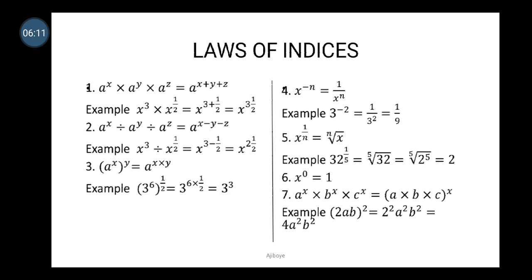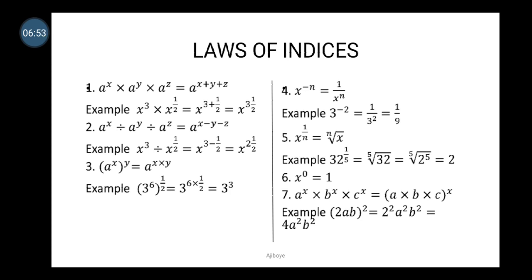Law 2 says that a raised to power x divided by a raised to power y divided by a raised to power z and so on is equal to a raised to power x minus y minus z. So in this case, when you are dividing index numbers of the same base, you just subtract the powers. Usually we say multiplication will give addition of powers, division will give subtraction of powers. Example, x raised to power 3 divided by x raised to power half is equal to x raised to power 3 minus half, and that will give us x raised to power 2 and a half.